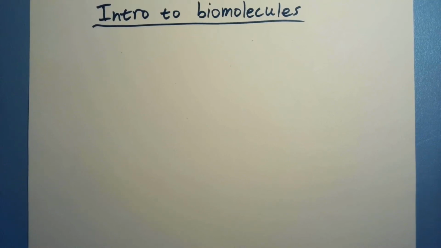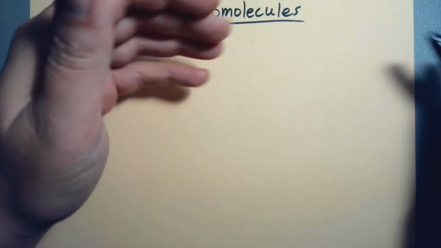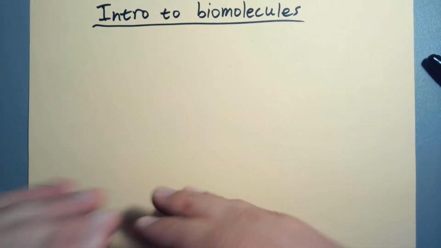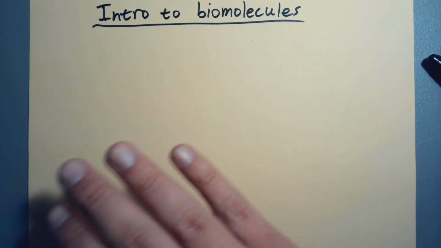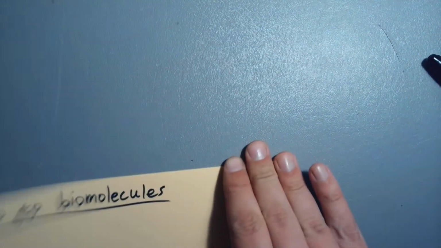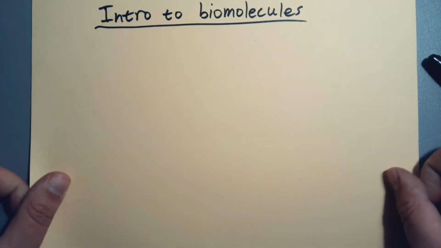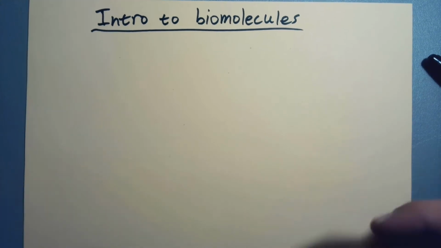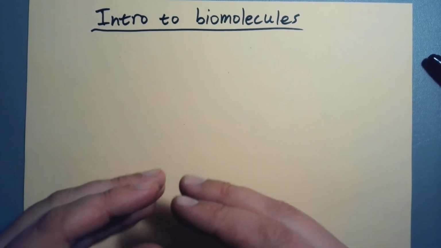Okay, so we're going to spend the next several sections going over biomolecules. We started out with atoms, we put them together, we made compounds and molecules, and then we started talking about some larger molecules that are based on carbon, and that gave us organic molecules, or organic chemistry. And now we're going to actually scale up even bigger.